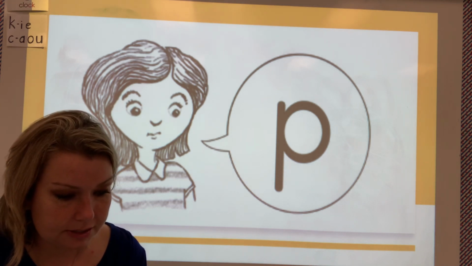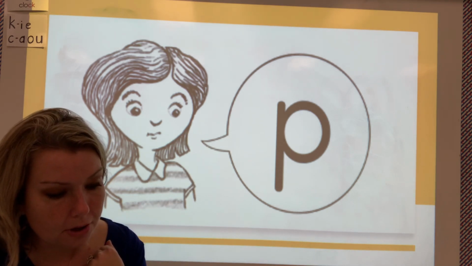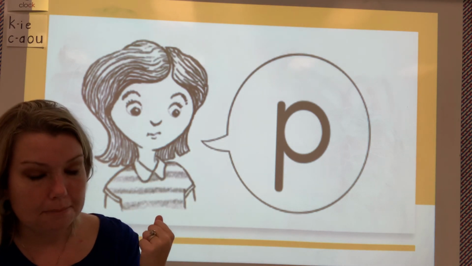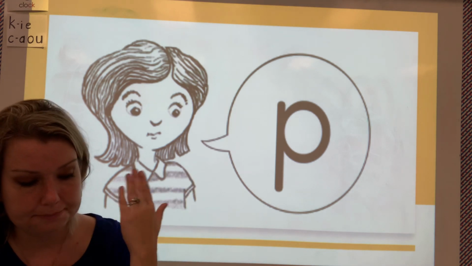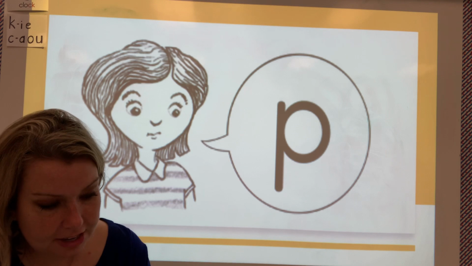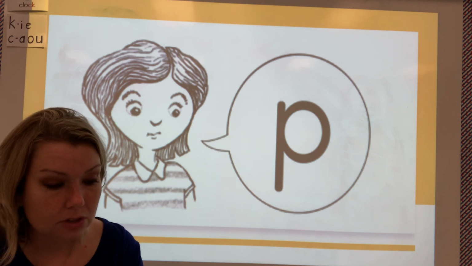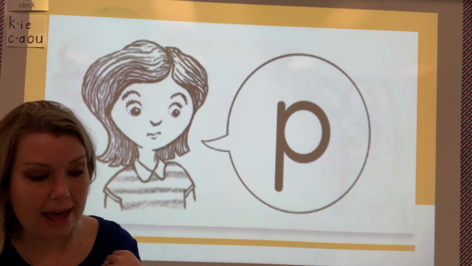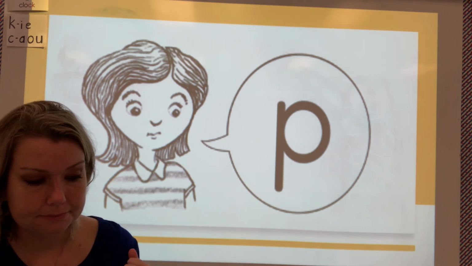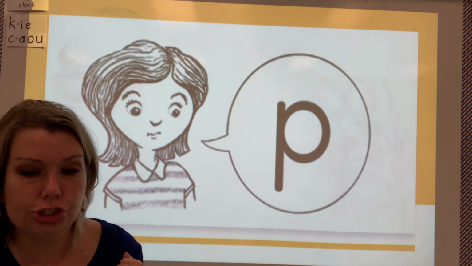Echo these words. Pat, pull, pear, plum. Very good. Now I want you to repeat several words that have the P sound at the end. Drop, sap, top, sharp.